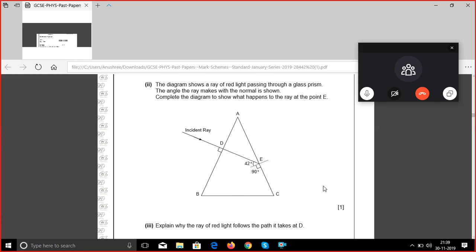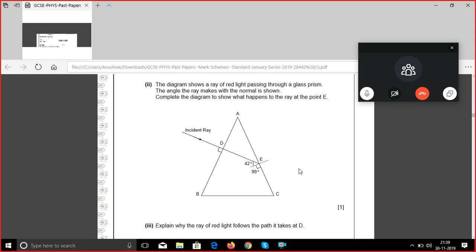So if it's refracted the least, when the ray slows down, it'll bend towards the normal. So it's going to bend slightly towards the normal. When it enters, it goes towards the normal. When it leaves, it bends away from the normal. So at E, it will bend away from the normal because light is entering from denser medium to rarer medium.